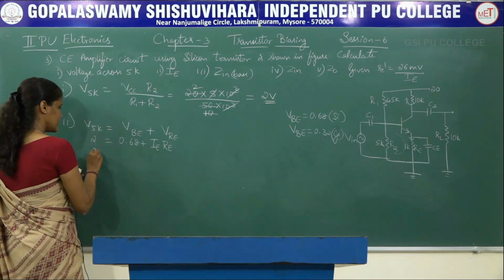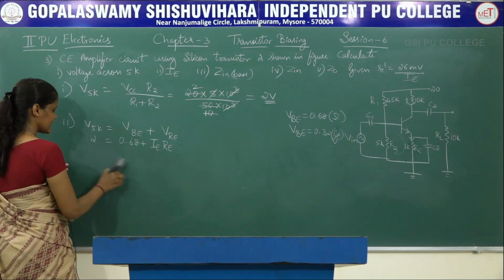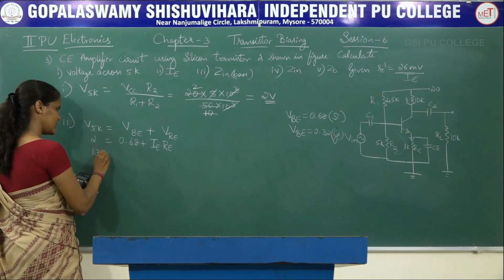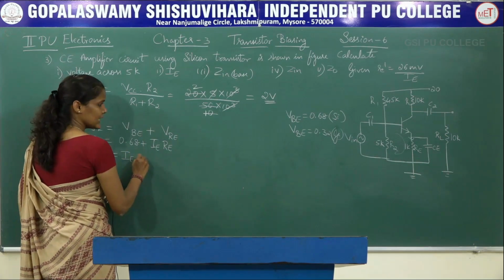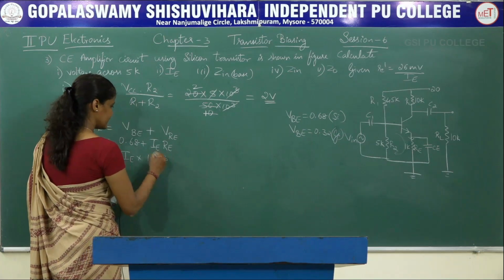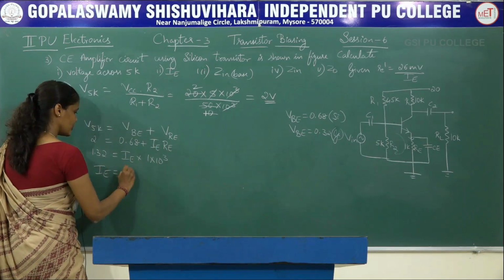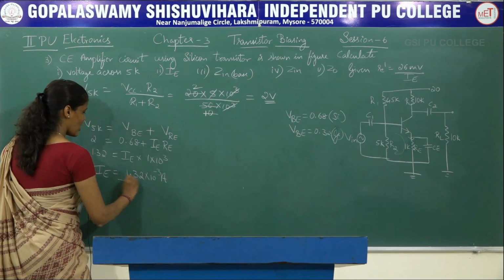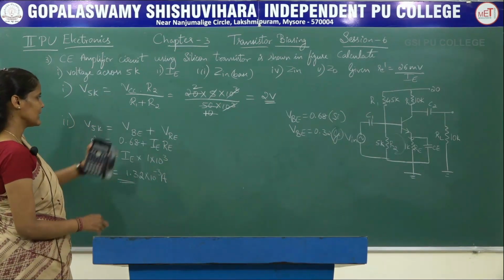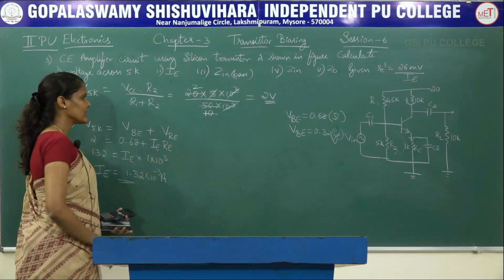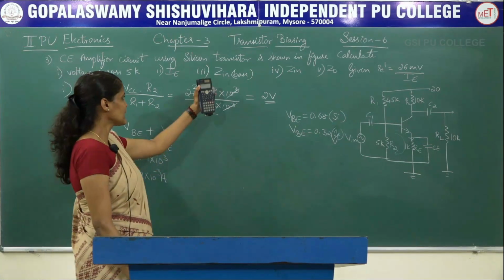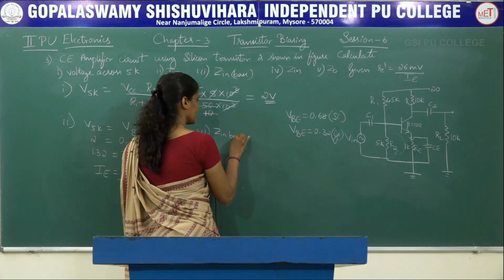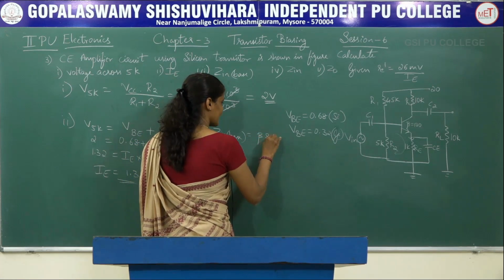So 2 is equal to, let me solve it at this step itself, 2 minus 0.68 gives me 1.32, which is equal to IE into 1 into 10 to the power of 3. So IE will be equal to 1.32 into 10 power minus 3 amps, or 1.32 milliamps. So we found out this IE value, which is equal to 1.32 milliamps. Next, the third one, Zin base is equal to beta into Re dash.